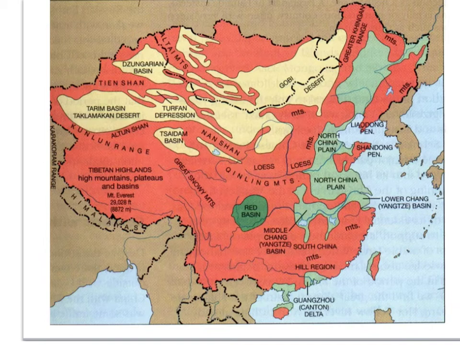This map shows you some more of the geographical features of China. You've got a couple of deserts. You've got the Gobi Desert over here, and over here you've got the Taklamakan Desert. You can see also again how it gets more mountainous the more westwards you go. And you can see, as we mentioned earlier, the more fertile regions around the east coast and up into Manchuria.